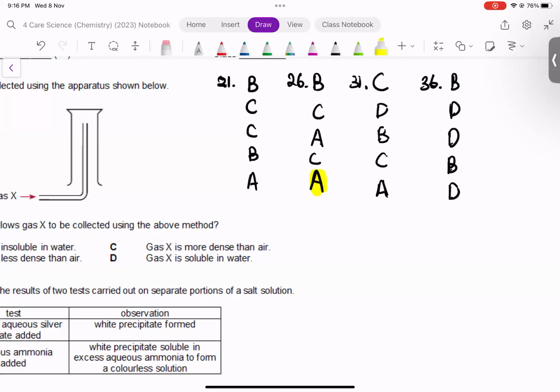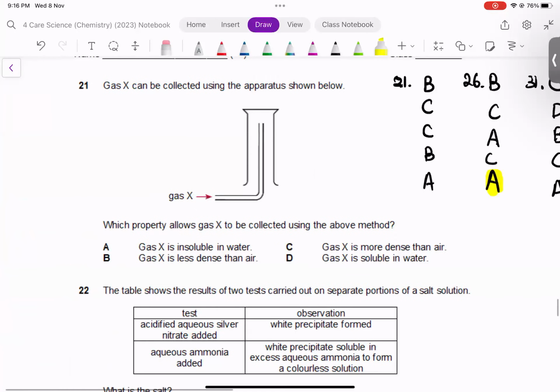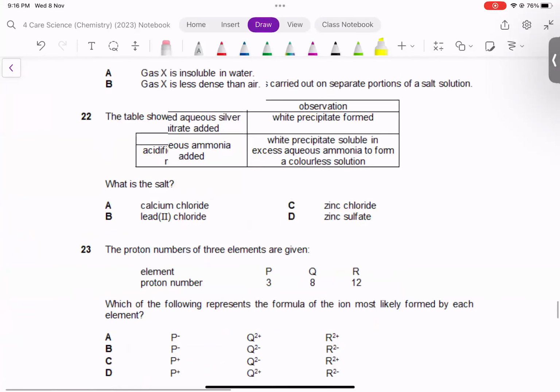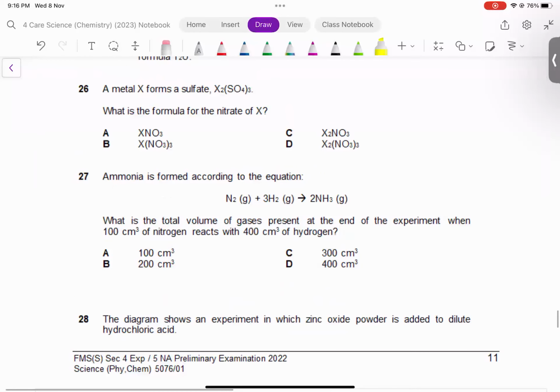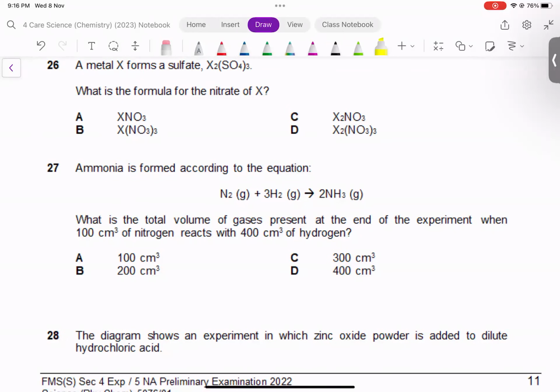Okay, for this paper, I'm not going to go through every single question. I'll just jump straight to question number 27. So let's go to question 27. Now, I mentioned this to you in class many times. Question 27 is a clear-cut limiting reactant question. You must be able to do this yourself. All right.